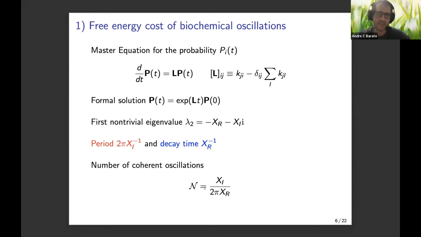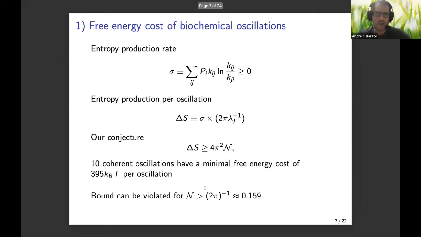So again, the initial problem was a physical one of looking at the coherent oscillations. The way you transform this into math is that the way I calculate the number of coherent oscillations is simply by looking at the ratio of the imaginary part and the real part of the first excited eigenvalue of the stochastic matrix, okay? That's the mathematical problem. All right, so this is one aspect of the problem, which is the number of coherent oscillations.